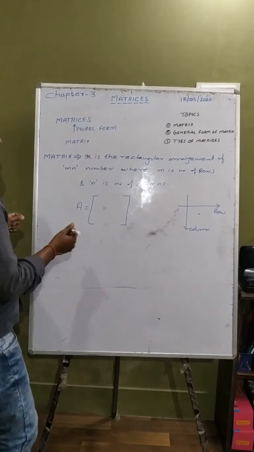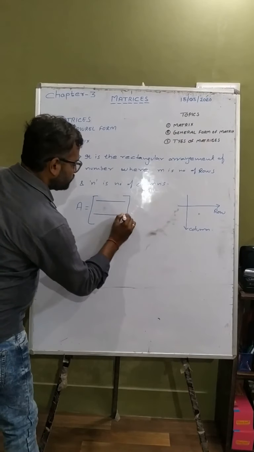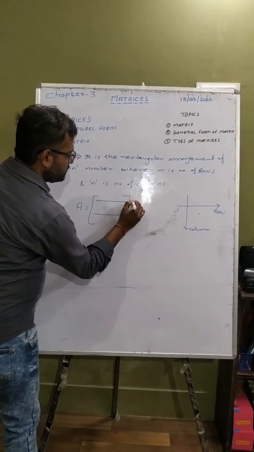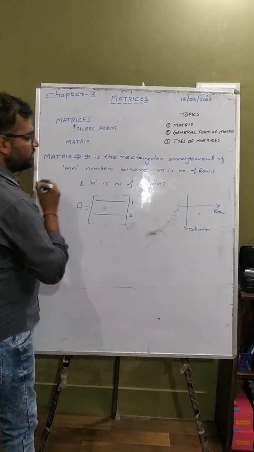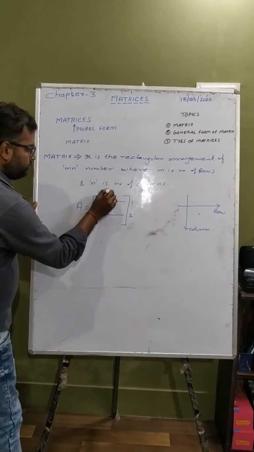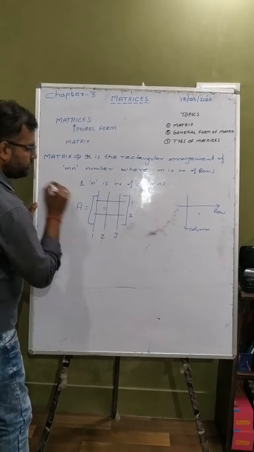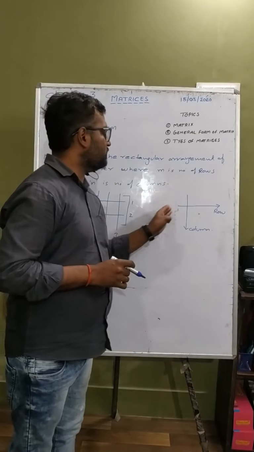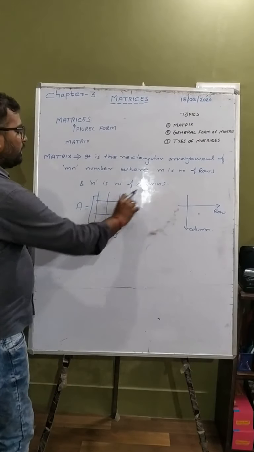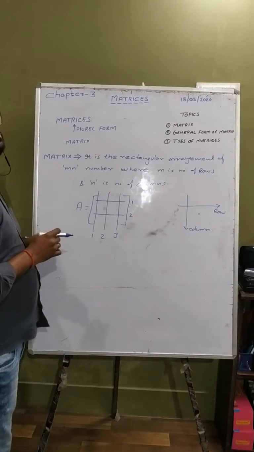Let us consider, suppose that in a given matrix I am considering 2 rows. How many horizontal lines are there here? 2 lines are there. This is the first horizontal line, this is the second horizontal line. And how many vertical lines? I am just going to take 3 vertical lines. 1, 2 and 3. The horizontal lines are called rows and the vertical lines are called columns. So how many rows have I taken? 2 rows. And how many columns? 3 columns.